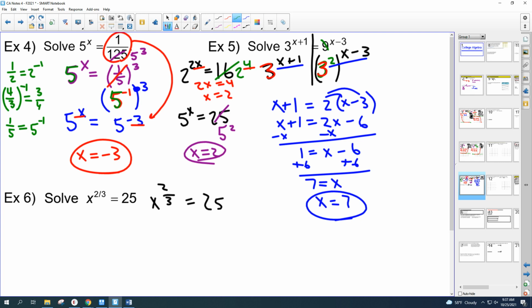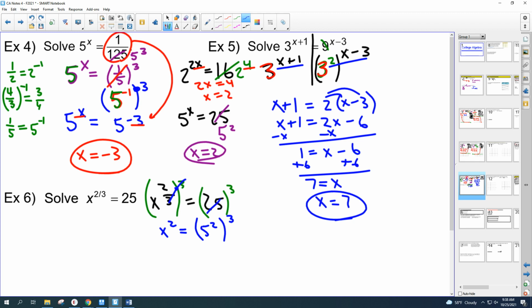What you can do is take both sides to the 3rd power. Because the properties of exponents say we multiply 2/3 times 3, and those 3s are going to cancel out. If I take both sides to the 3rd power, that's going to cancel out that denominator 3. I'm left with x squared equals whatever 25 to the 3rd power is. Well, let's just call 25 5 squared. That's going to make this easier. You don't have to do it this way, but I think it'll be easier for me to do this without a calculator.